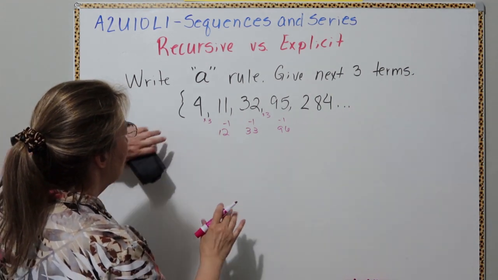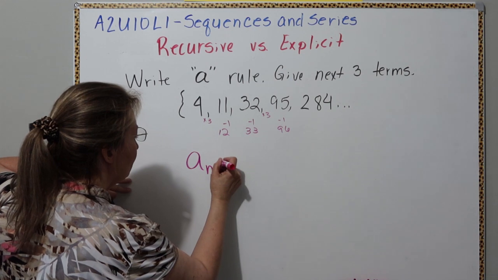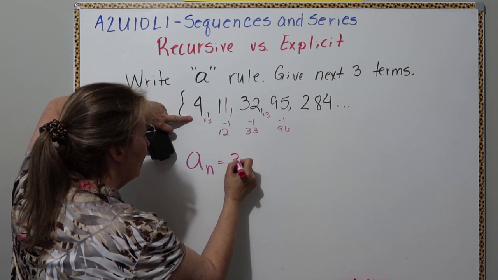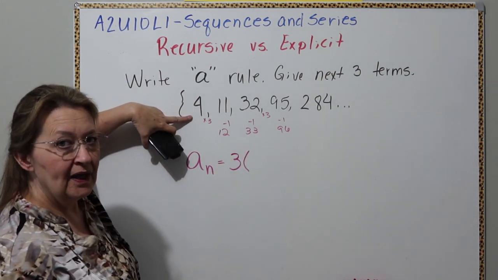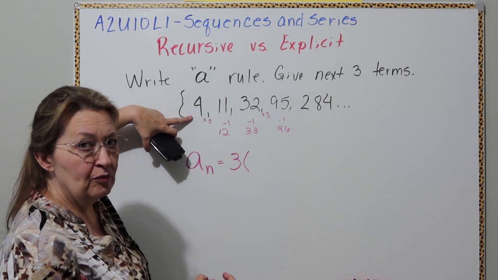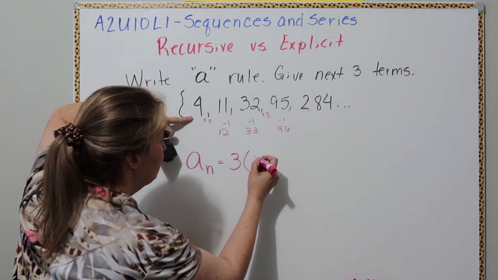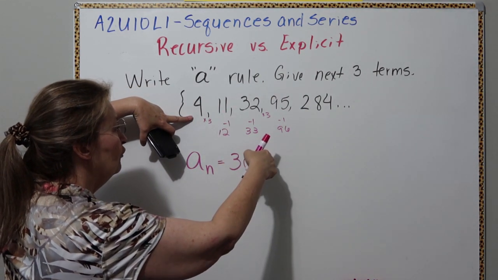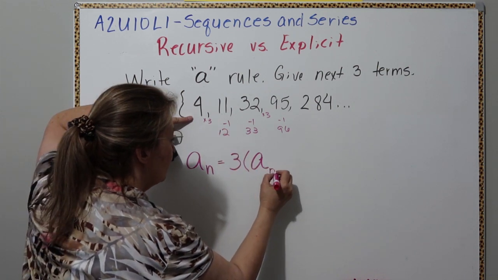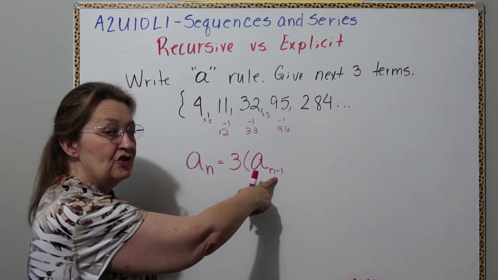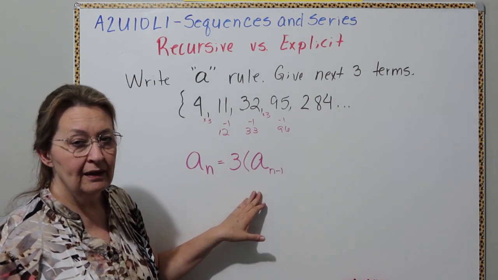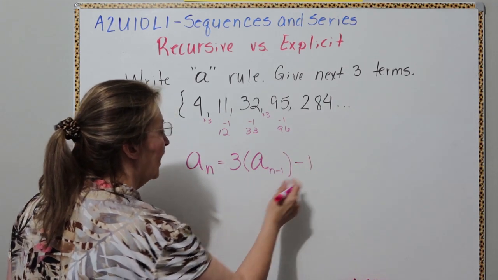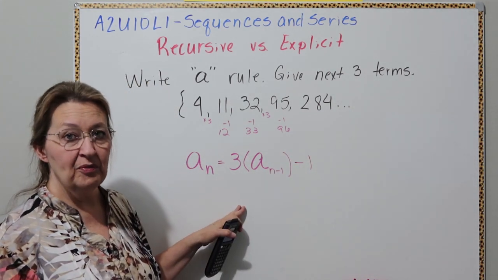So let's see what we had to do. If I'm trying to write a rule for a to the n, what did I do to my previous term? Well, I multiplied 3 times. 3 times what? How do we notate a previous term using term notation? Remember, you use the a. Well, if this is a to the n now, if I've moved over 1, this becomes n minus 1. This is your position. So if you are looking for n, you want to refer back to n minus 1. And then we subtracted 1 every time. So this is going to be our rule.